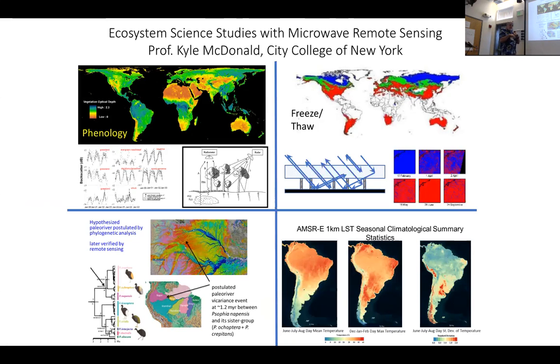So we use scatterometers, radiometers, and imaging radar to support ecosystem studies, primarily terrestrial, although we're doing some aquatic work now. So I just put together a few examples from some of the research that I've been involved with, what we can use microwave remote sensing for.